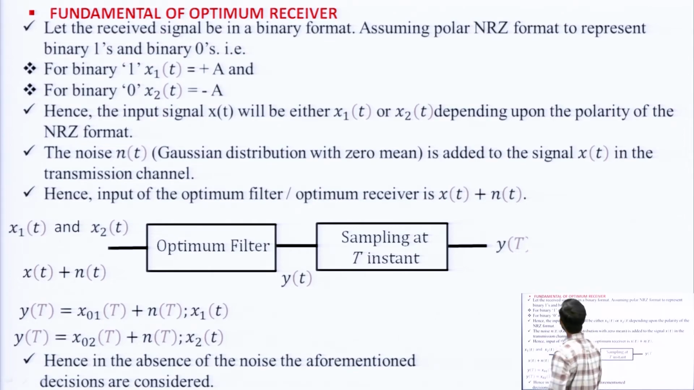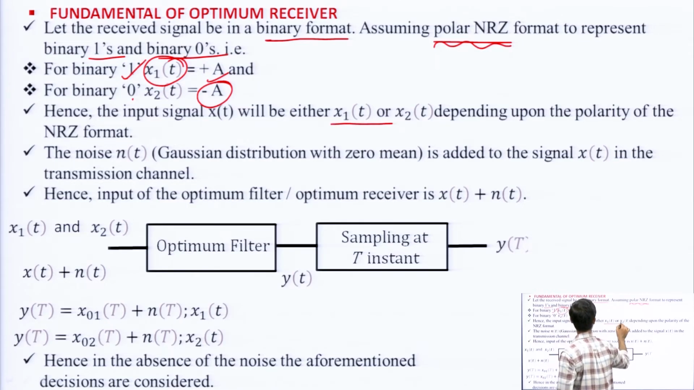Let the received signal be in a binary format, assuming polar NRZ format. To represent binary ones and zeros, we have already studied these line coding techniques. For binary 1, our signal x1(t) equals plus A, and for 0 it is minus A. Hence, the input signal x(t) will be either x1(t) or x2(t), that is either 1 or 0, depending upon the polarity of the NRZ format.